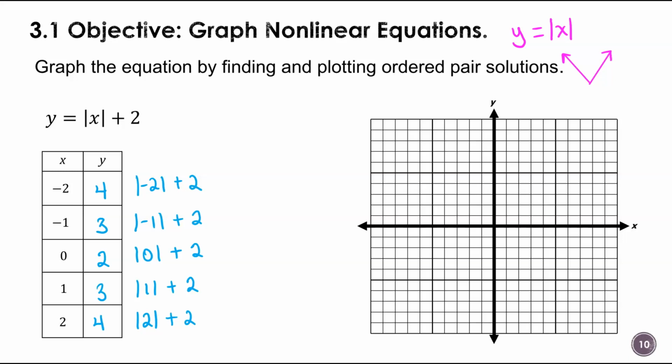So let's graph these ordered pairs. So we have -2, 4. -1, 3, 0, 2. At 1, we're at 3 on the y, and 2, 4. And then we will have a v.